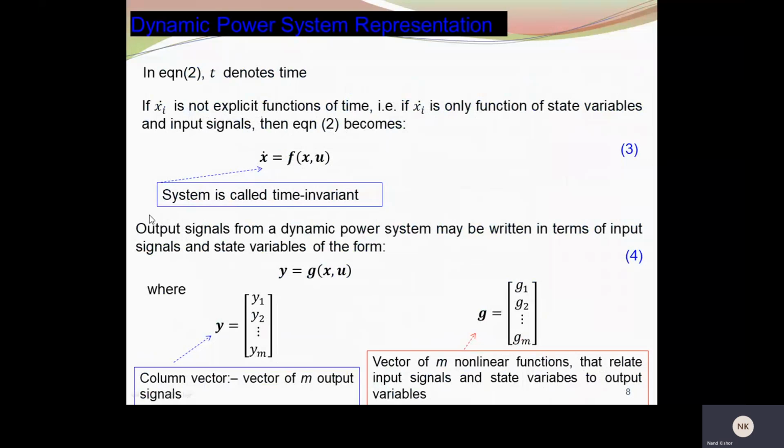Next, it is possible to have output signals from the dynamic power system, and these can be represented in terms of input signals and state variables in the form of equation 4, where you have a column vector of m output variables. And then you have a vector of m nonlinear functions which relate the input signals and the state variables to the output variables. Move to the next slide now.